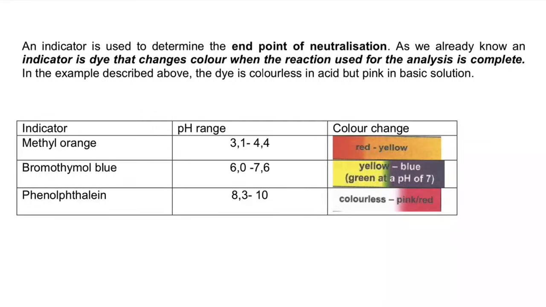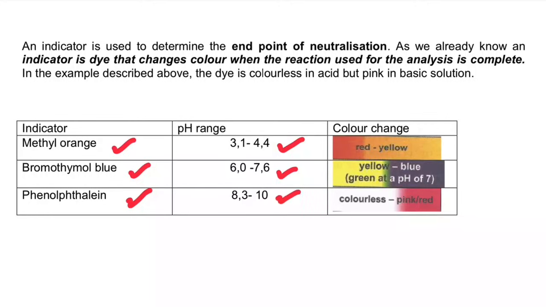Okay, let's go ahead and take a look. We have three indicators: methyl orange, bromothymol blue, and phenolphthalein. Alright, those are our three indicators. So if you're expecting the endpoint of neutralization to be reached when the pH is between 3 and 4.4, then you use methyl orange. And then if you expect the point of neutralization to be reached when the pH is around 7, you use bromothymol blue. And then if you expect your pH to be around 8 to 10 when the point of neutralization has been reached, then you use phenolphthalein.